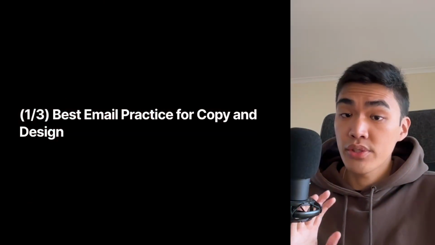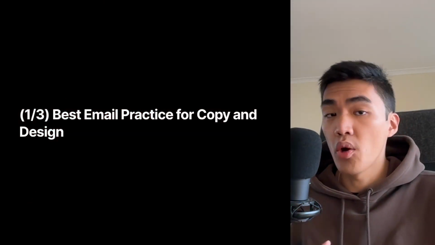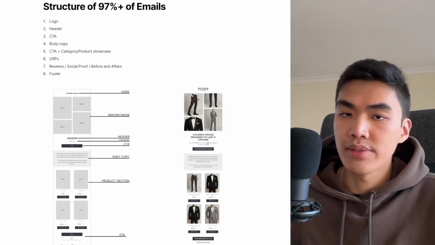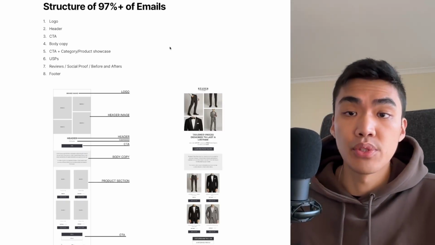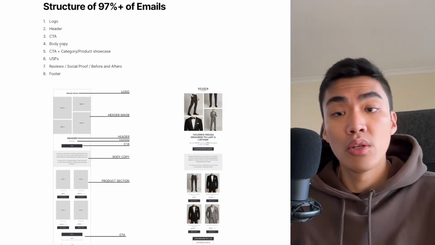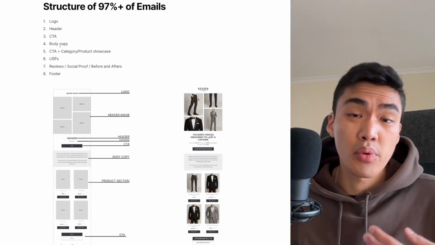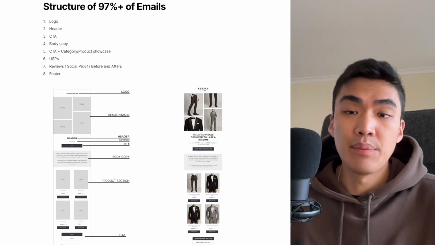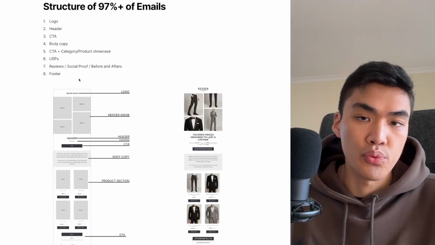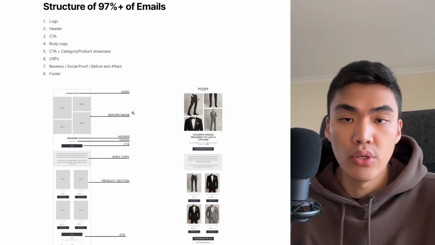So let's get into the first stage, which is just the best email practice for copy and design. So here's the structure of 97% of the emails that you're going to write, which is basically you can have a logo, you can have a header, a CTA, a body copy. You might have another CTA, or maybe you'll show off some products, maybe some categories. You might have some USPs, and then you might finish off with some reviews, maybe some social proof, some before and afters, and finally a footer.